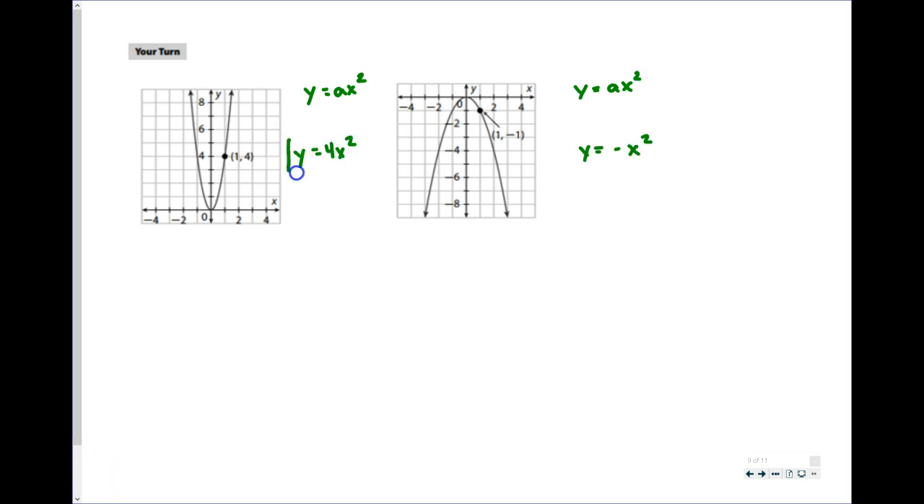For the first one, you should have gotten y equals 4x squared. And for the second one, you should have gotten y equals -x squared. Okay? If you're struggling on this, come talk to me. We'll do it together. Okay?